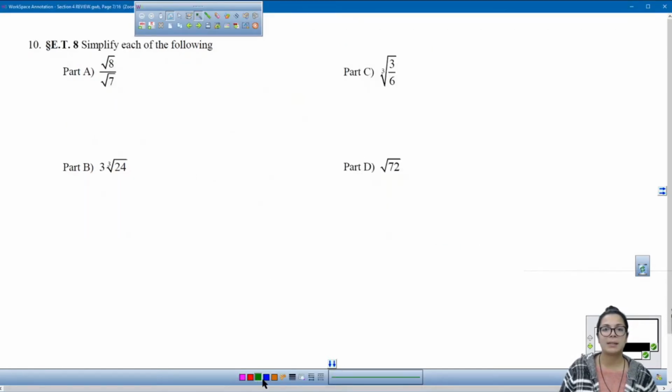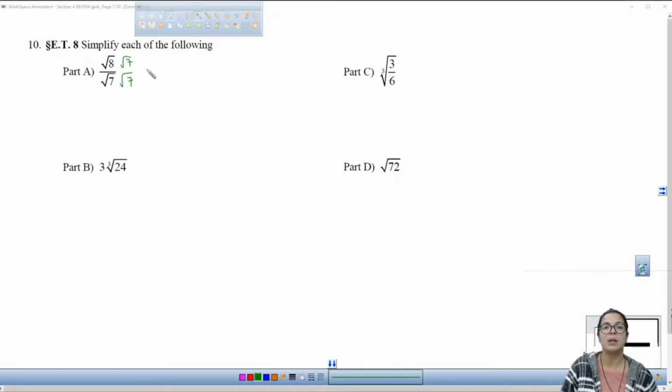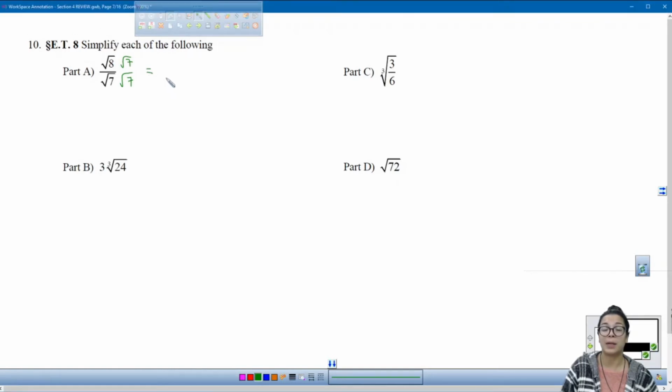Number 10, let's go ahead and simplify each of the following here. So on this one, the issue is that you cannot have a radical in the denominator, right? So I'm going to go ahead and multiply by the square root of 7 over the square root of 7. Square root of 7 times the square root of 7 is the square root of 49, which is just 7. And then 8 times 7 is 56. So we get the square root of 56 at the top.